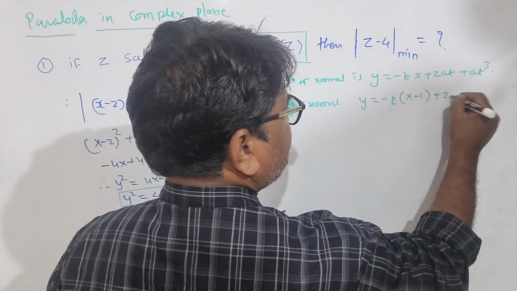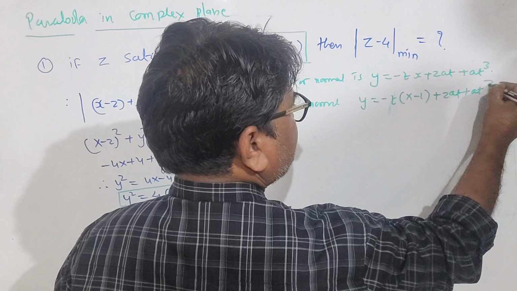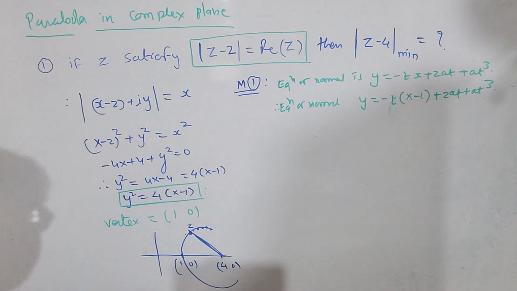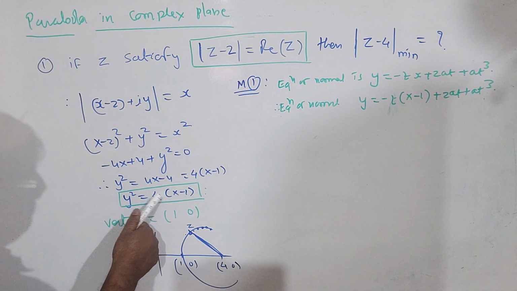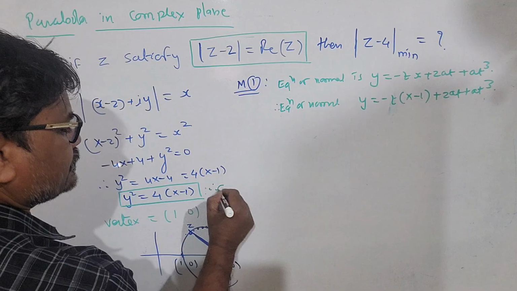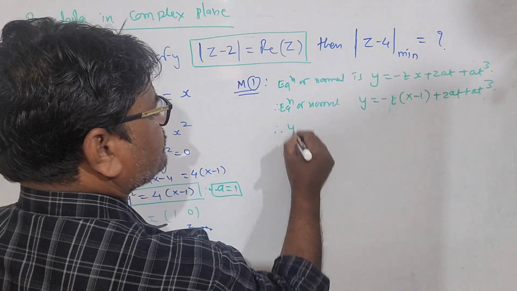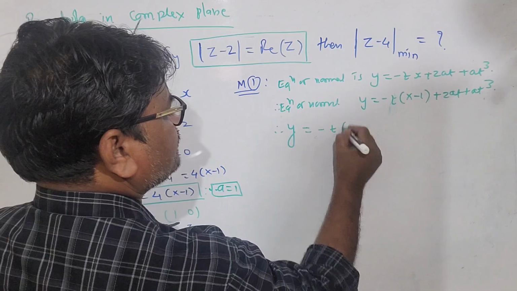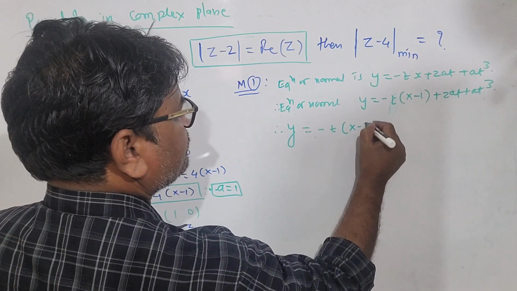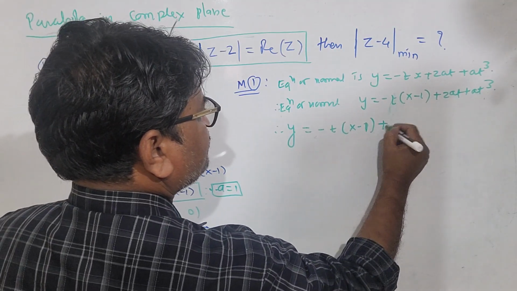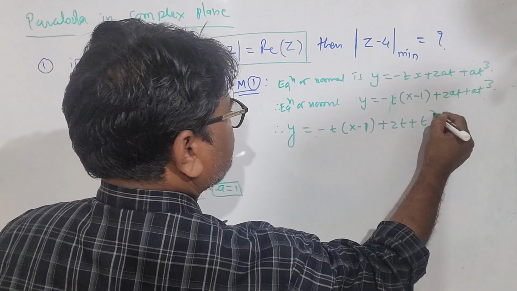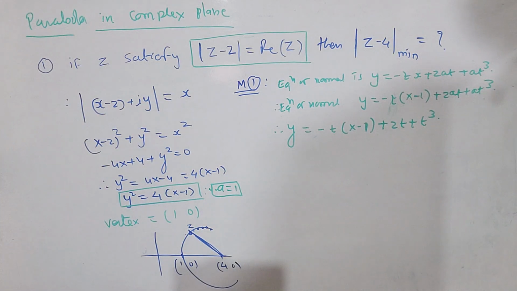And the rest is 2at plus at cube. Now putting the value of a, 4a equal to 1. This gives a equal to 1. So therefore the normal is y equal to minus tx minus 1 plus 2at plus at cube. This is your normal. Correct?